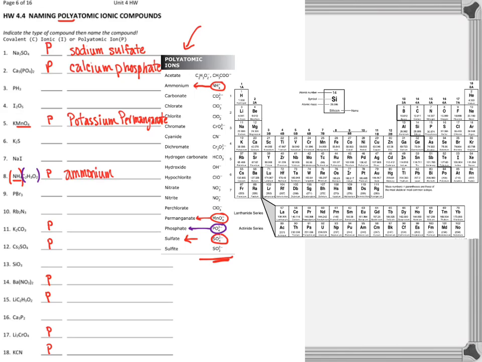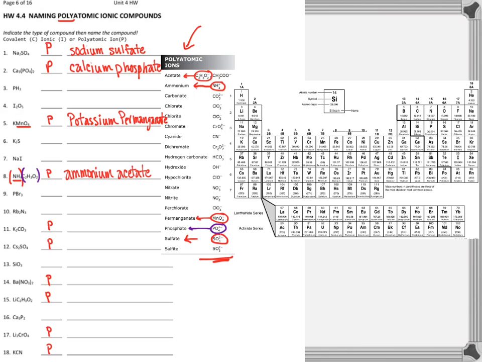And my second polyatomic ion is C2H3O2, which is right over here, and that is acetate. So the name of my compound is ammonium acetate.